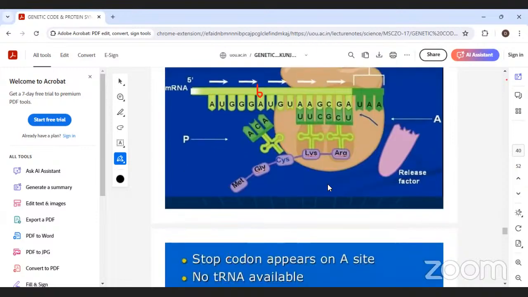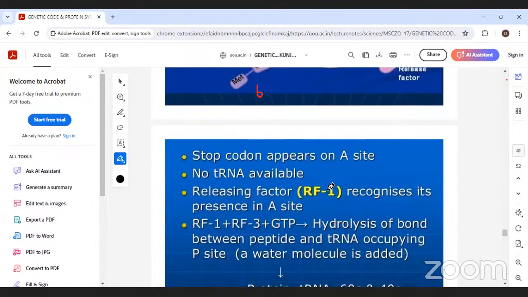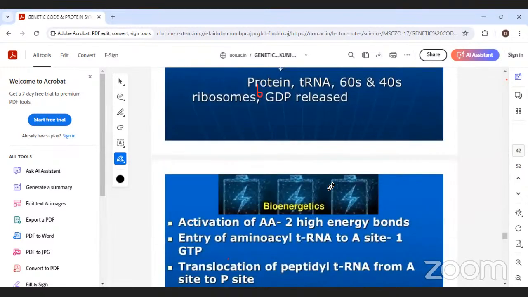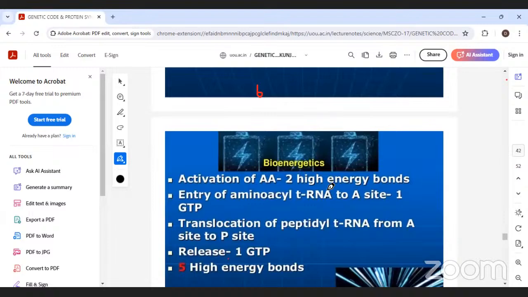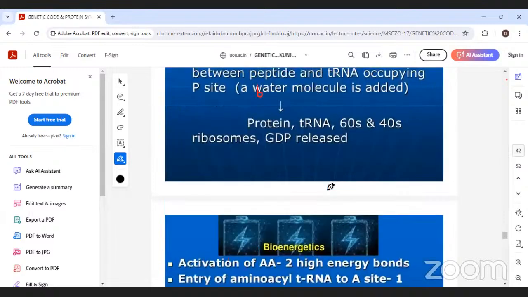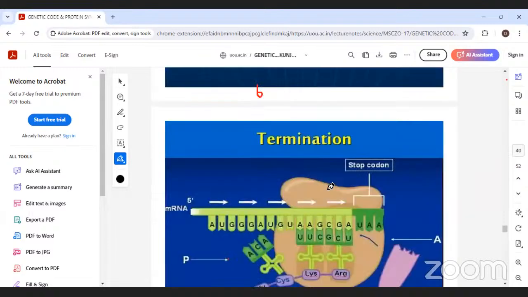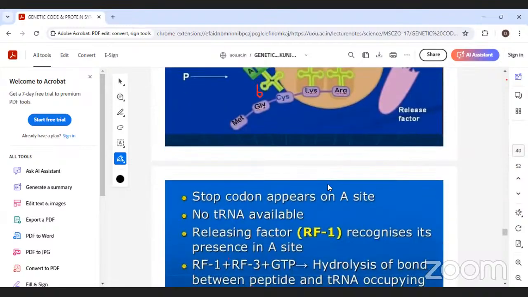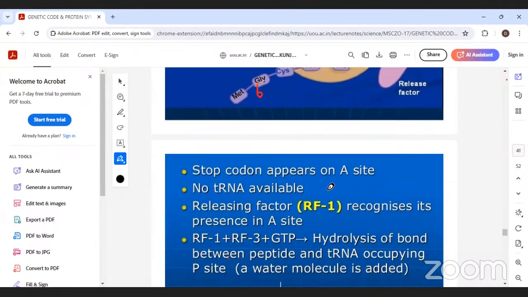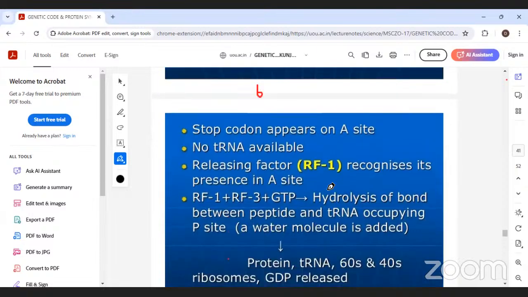The stop codons should be recognized by the processing. These are the activation of the termination codon. Stop codons appear at the A site. Here, no tRNA is available. The releasing factor RF1 recognizes the stop codon present in the A site.